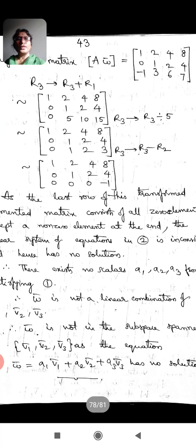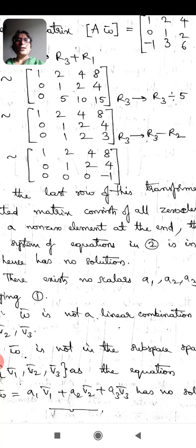Here we can observe that in the third row the elements are 5, 10, 15. All these numbers are divisible by 5, so we can take the next row operation as R3 changed to R3 divided by 5. So in the next transformed matrix the rows can be seen like this: 1 2 4 8, 0 1 2 4, and in the last row it is 0 1 2 3.